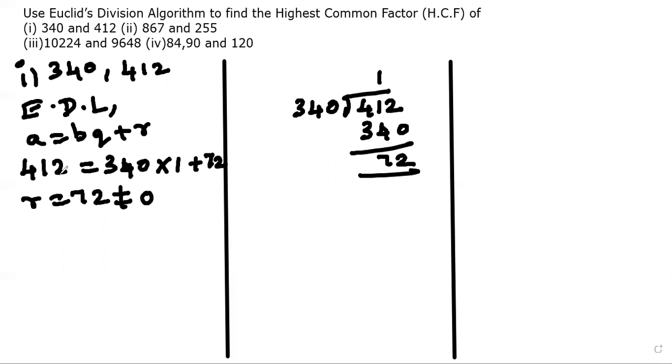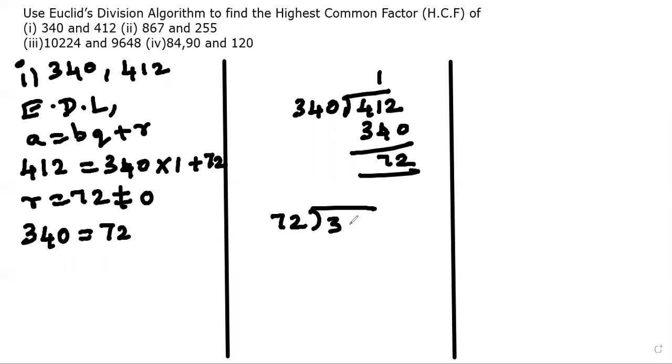Now leave this 412, take only 340 along with the 72. Now compare this 340 with 72. Which is the highest one? Highest value is 340. So put this in your A place, 340. Now you have to divide this 340 with 72. So just divide it.